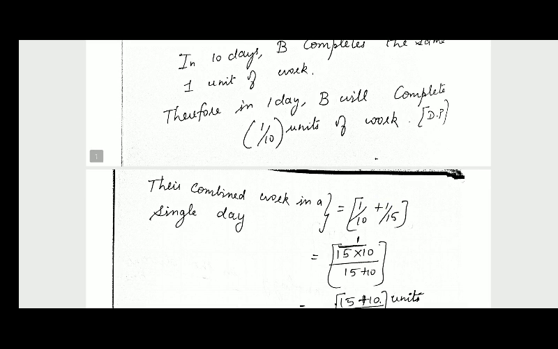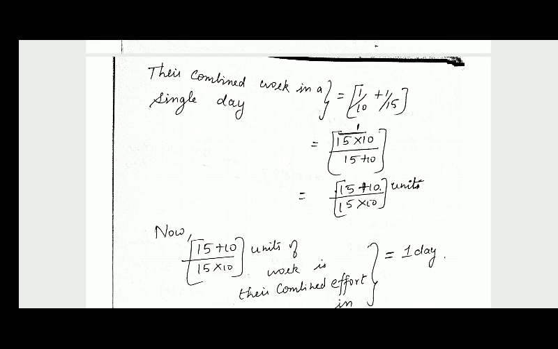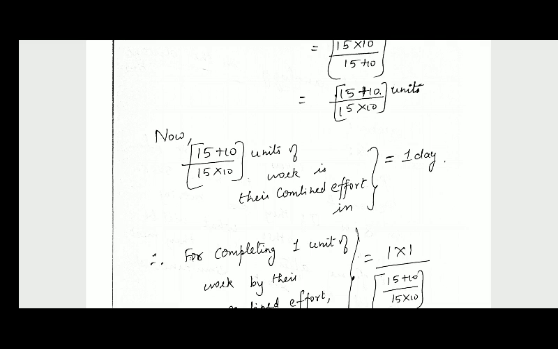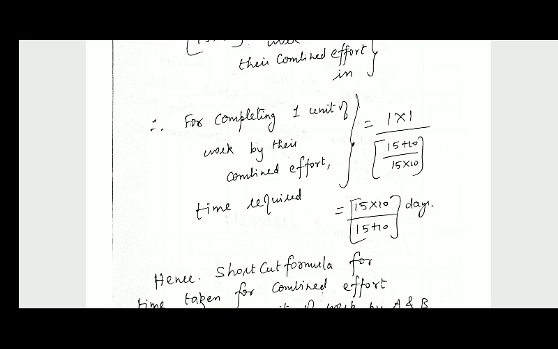Now, when they are joining hands, the combined work done by both of them in a single day will be 1 by 10 plus 1 by 15, and when we take the LCM and combine them, it will be (15 plus 10) by (15 into 10) units of work. Again, by applying elementary logic, (15 plus 10) by (15 into 10) units of work is being done as a combined effort in one day. Therefore, for completing 1 unit of work, when they are doing it combinedly, it will take them (15 into 10) by (15 plus 10) days.